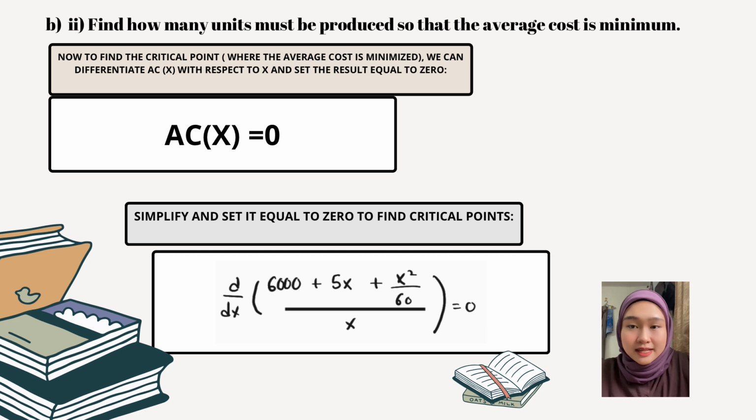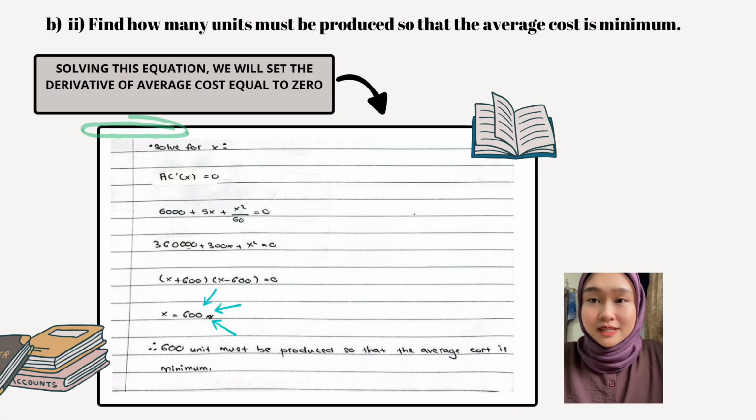Let's find AC'(x). AC'(x) equals d over dx, which is differentiation, of (6,000 plus 5x plus x squared over 60) divided by x, and simplify, set it equal to 0 to find the critical point. Solving this equation, we set the derivative of average cost equal to 0: negative 6,000 plus 5x plus x squared over 60 equals 0. To solve for x, we multiply both sides by 60 to clear the fraction, and we get 36,000 plus 300x plus x squared equal to 0.